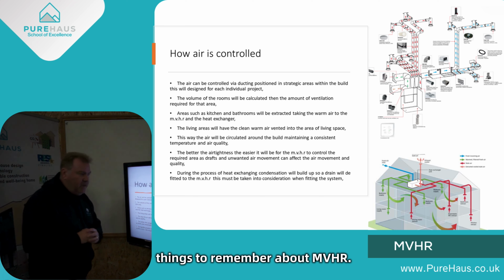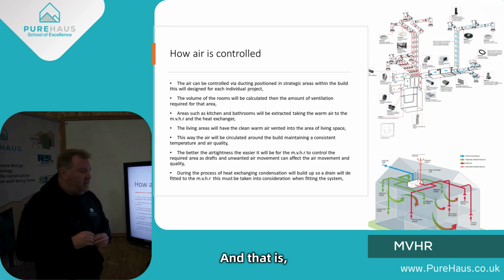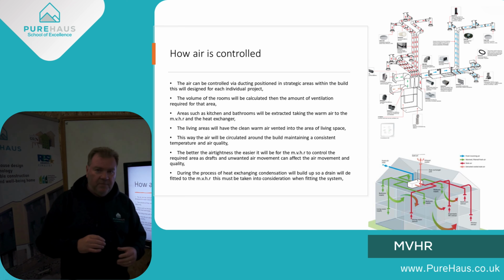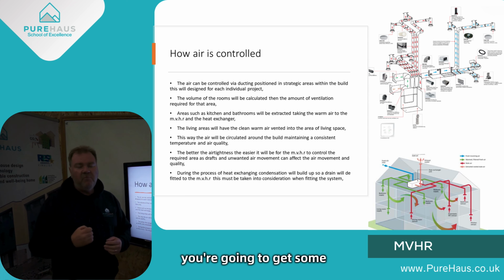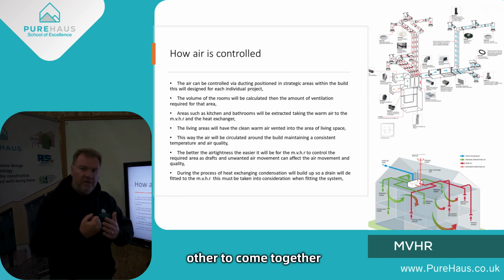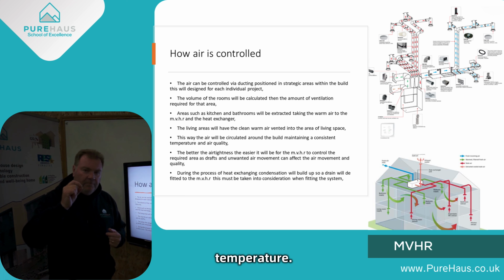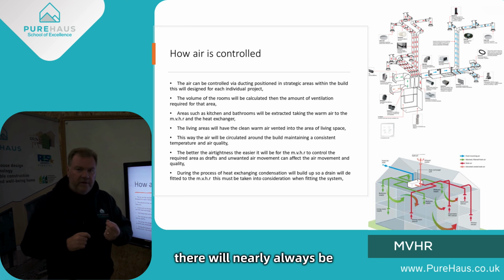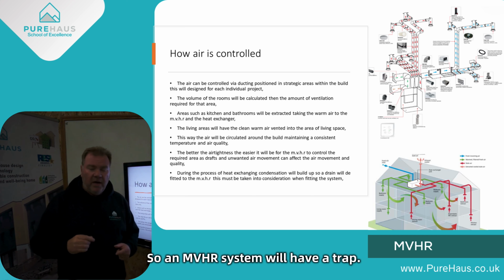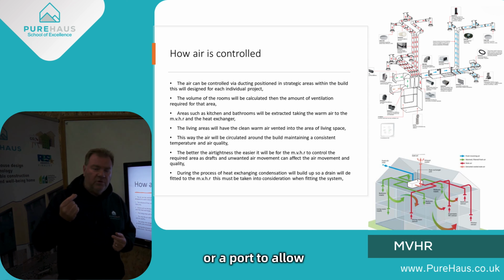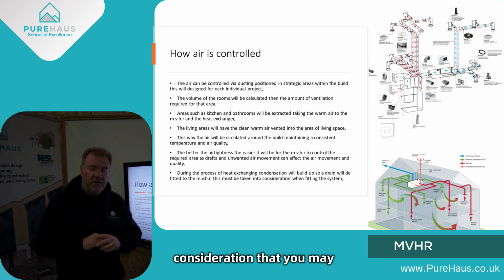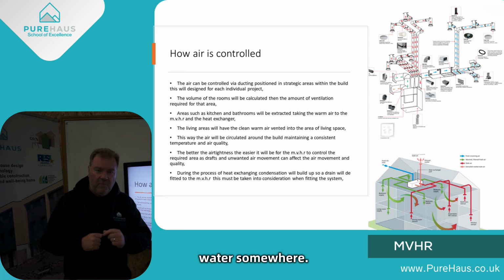Things to remember about MVHR. This is something which I like to mention, and that is condensation. Within any MVHR system or with any heating system, you're going to get some form of condensation or moisture because you've got two temperatures working opposite to each other to come together to form one particular temperature. Therefore, there will nearly always be condensation or moisture. So an MVHR system will have a trap or a port to allow this water to come out. So when fitting the system, you must always take into consideration that you may have to get rid of condensed water somewhere.